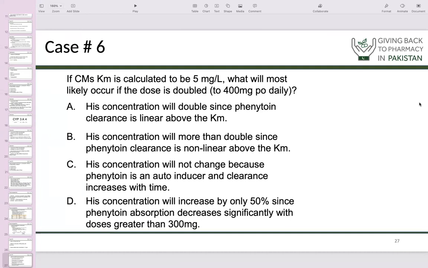A, his concentration will be double, since phenytoin clearance is linear above the KM. B, his concentration will be more than double, since phenytoin clearance is non-linear. C, his concentration will not change because phenytoin is an autoinducer and clearance increases with time. D, his concentration will increase by only 50% since phenytoin absorption decreases significantly with doses greater than 300.